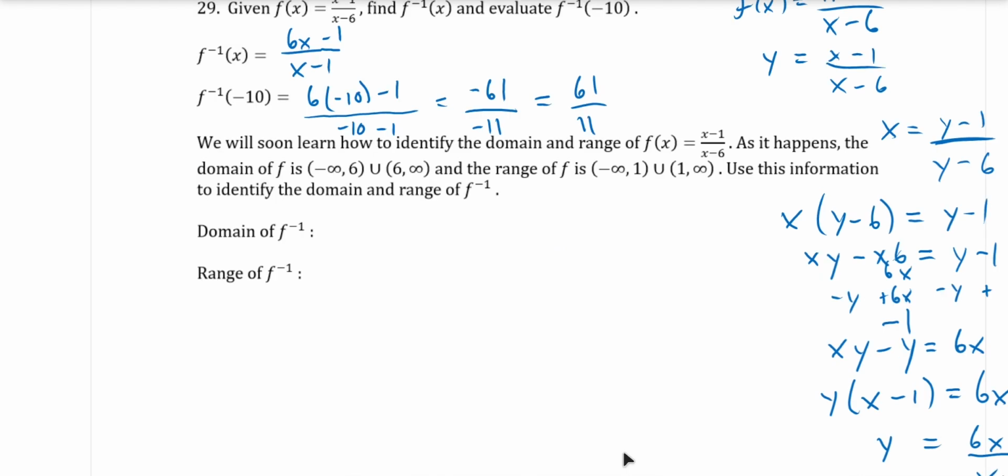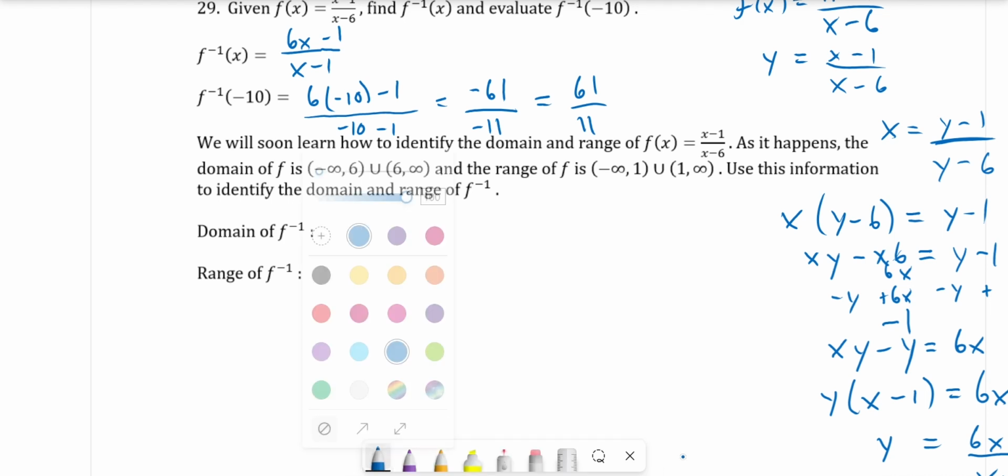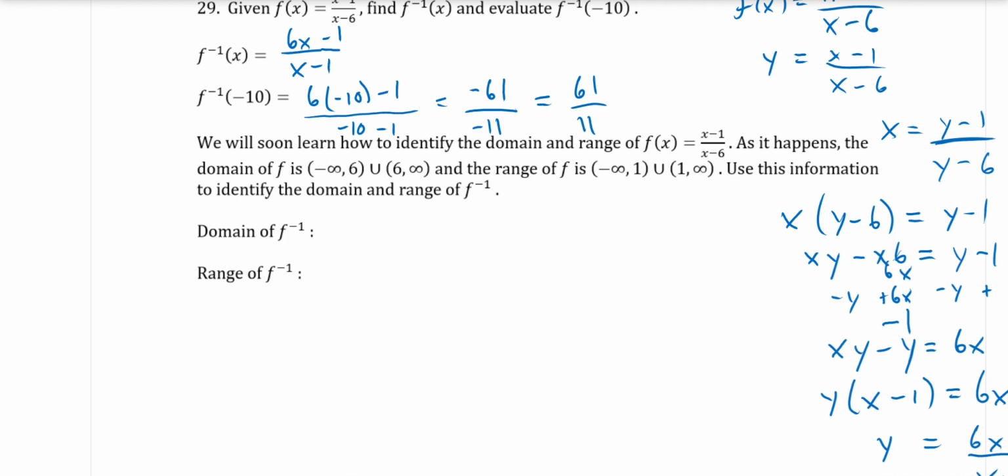To finish this problem, we're asked to use the information about domain and range that we talked about in the last problem, that taking an inverse interchanges the roles of domain and range. So if the domain of this first function, f, was -infinity to -6 unioned with 6 to infinity, that's going to be the range of our new function. The range of the inverse is the domain of the original function, and likewise the range of the original function is the domain of its inverse. So we just switch their roles and copy them down.